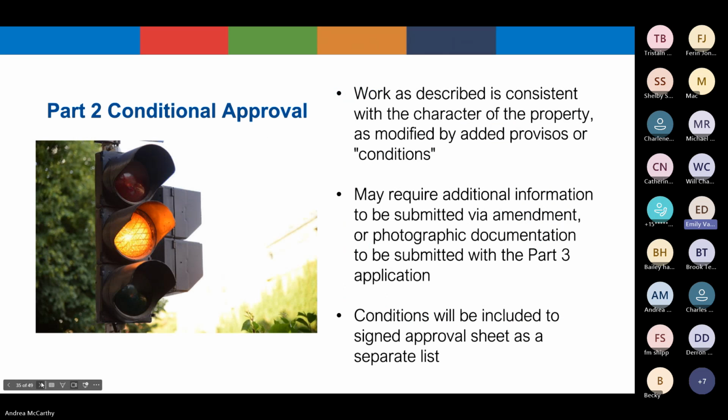The most common outcome is a conditional approval, meaning the scope of work appears to meet the standards if some minor modifications or changes are made. These provisos are called conditions and are provided to the applicant in a written list. In some cases, the conditions may require additional information be provided for review and an amendment. In other cases, the conditions just need to be incorporated into the work and compliance can be demonstrated through the final Part 3 photographs for project certification.